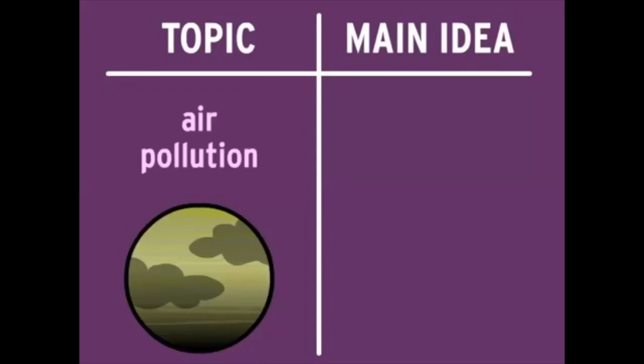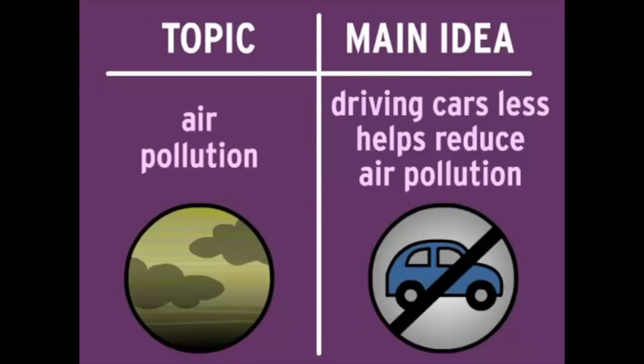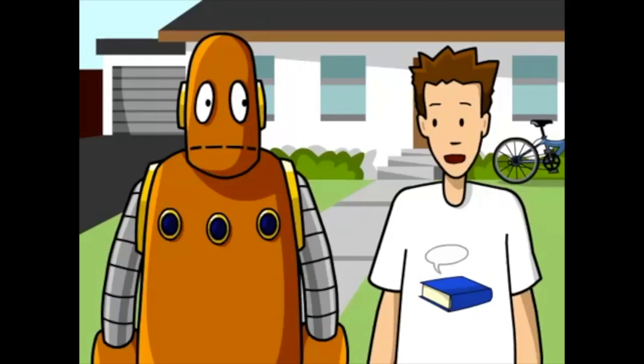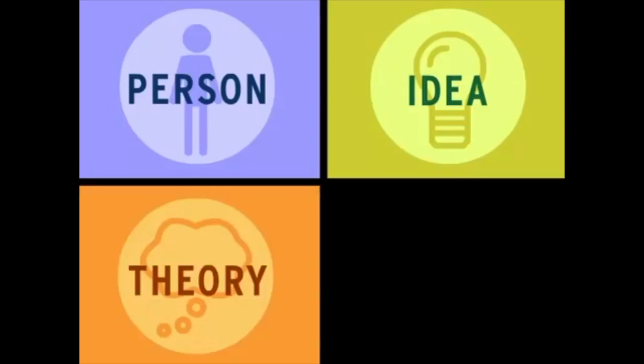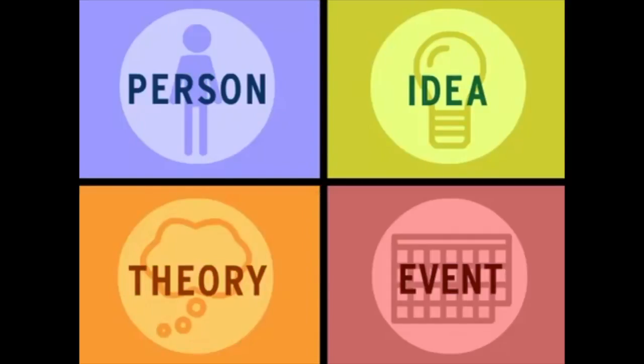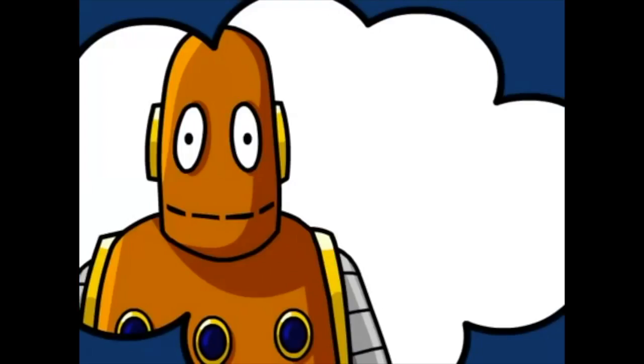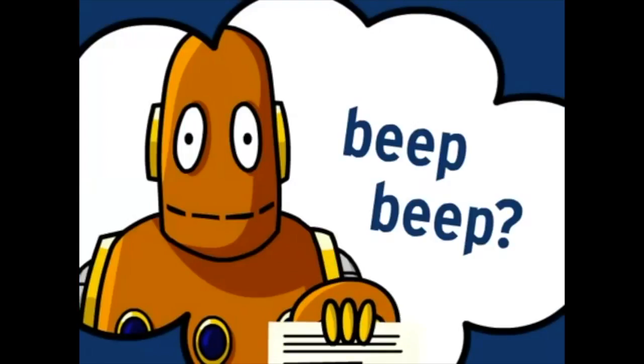Right, the topic is air pollution. And the main idea is that driving cars less helps reduce air pollution. Yes, and riding your bike is a good way to do that. Anyway, if you're ever stuck on finding a main idea, it helps to ask yourself general questions about the passage. They can be things like, is it about a person, an idea or theory, an event? That way you can start by getting a broader idea of what's being discussed. Another helpful thing you do is pretend that someone has asked you what the paragraph or essay is about. If you can give an answer that sums up the passage in just one sentence, you've probably got the main idea.